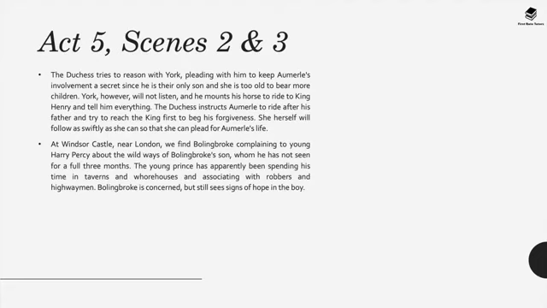At Windsor Castle, near London, we find Bolingbroke complaining to young Harry Percy about the wild ways of Bolingbroke's son, whom he has not seen for a full 3 months. The young prince has apparently been spending his time in taverns and whorehouses and associating with robbers and highwaymen. Bolingbroke is concerned, but still sees signs of hope in the boy.